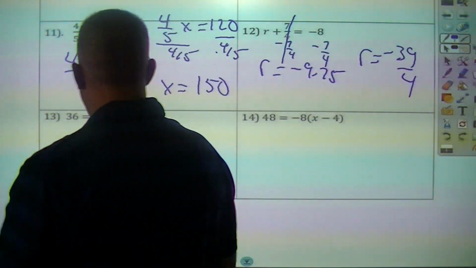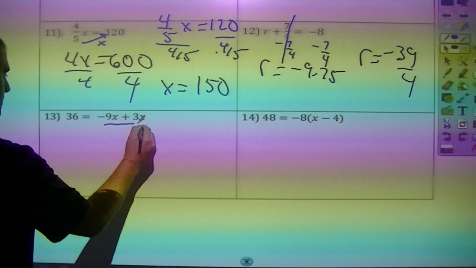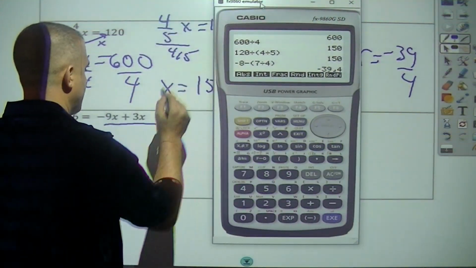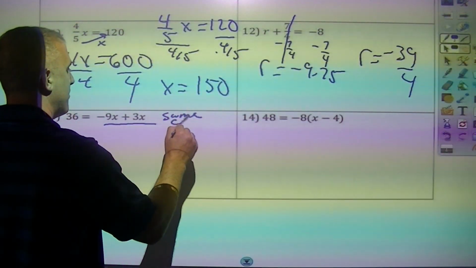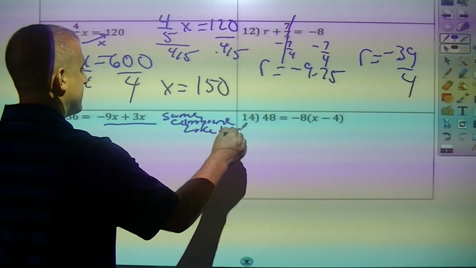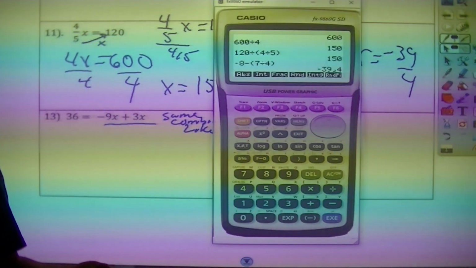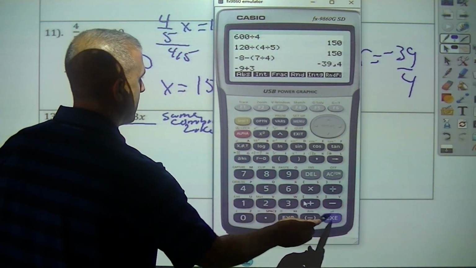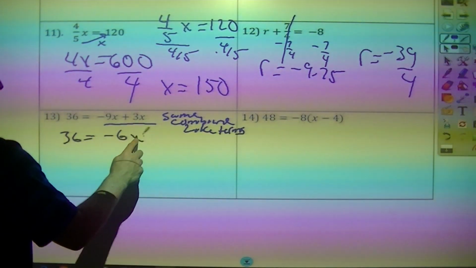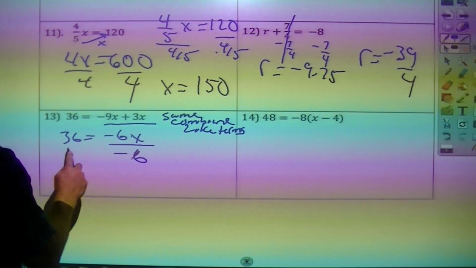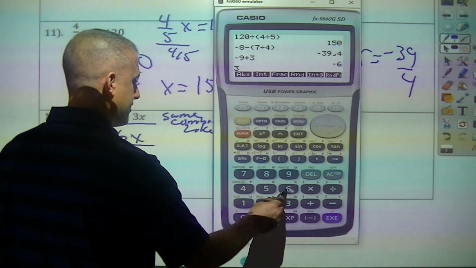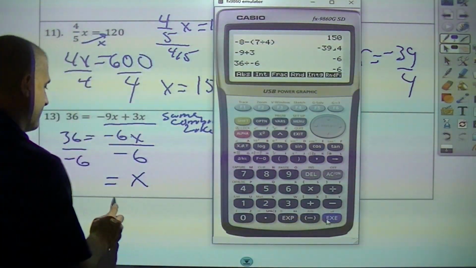Now, here we have x's on the same side. When they're on the same side, we combine like terms. That's why this skill is so important. So I would do negative 9 plus 3 is negative 6. So I got 36 equals negative 6x. This is attached by multiplication, so I would divide both sides by negative 6. 36 divided by negative 6 is negative 6.